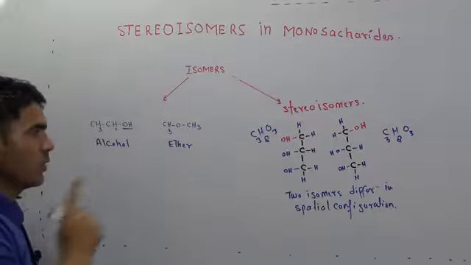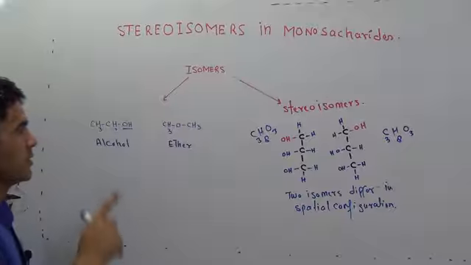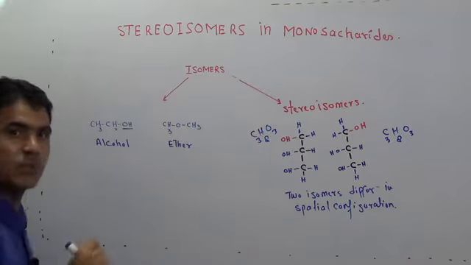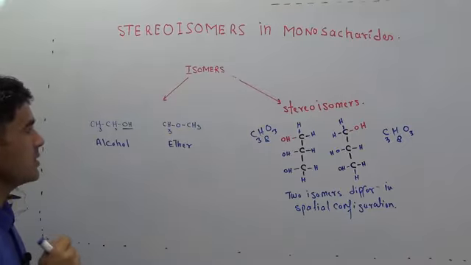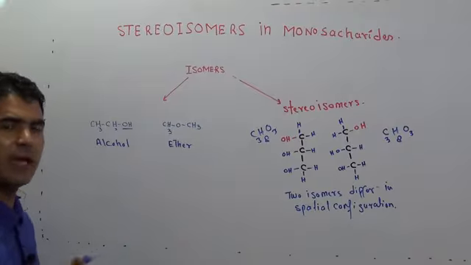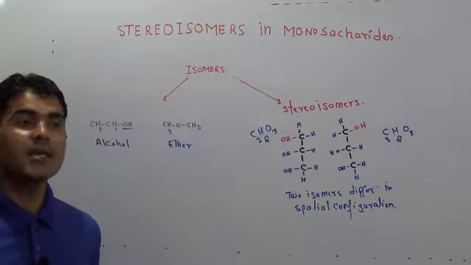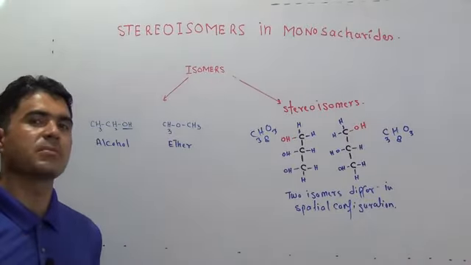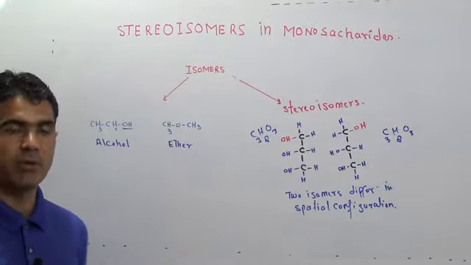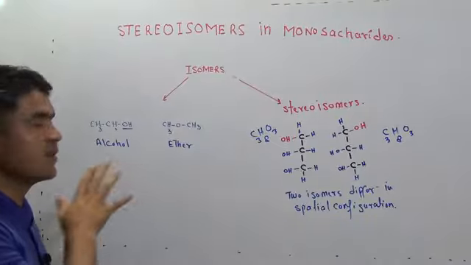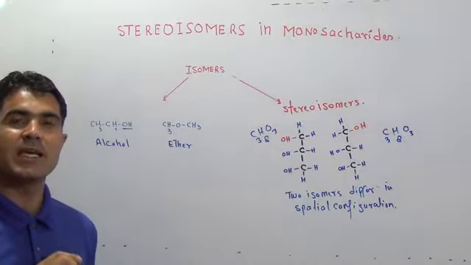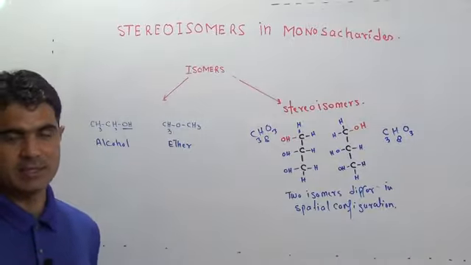Now, these two are quite different compounds and their structures are different. What is similar in these two compounds is their molecular formula, because any organic compound can be represented by two types of formula. One is the structural formula, the other is the molecular formula. The structural formula is what you can see on the whiteboard, and the molecular formula tells us the number of atoms and the type of elements present in a compound.